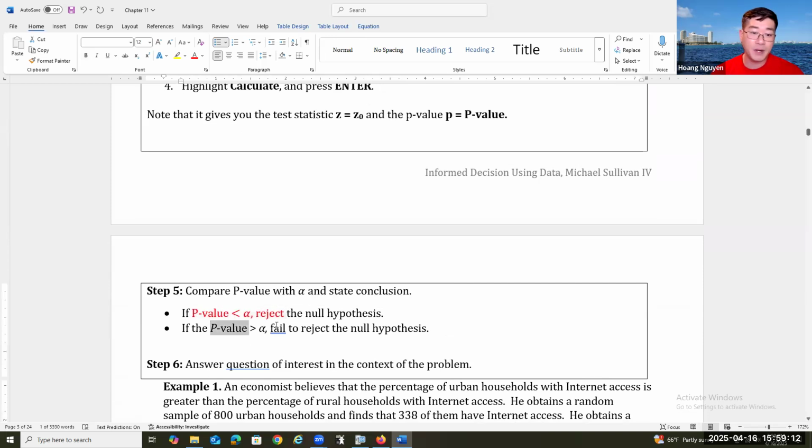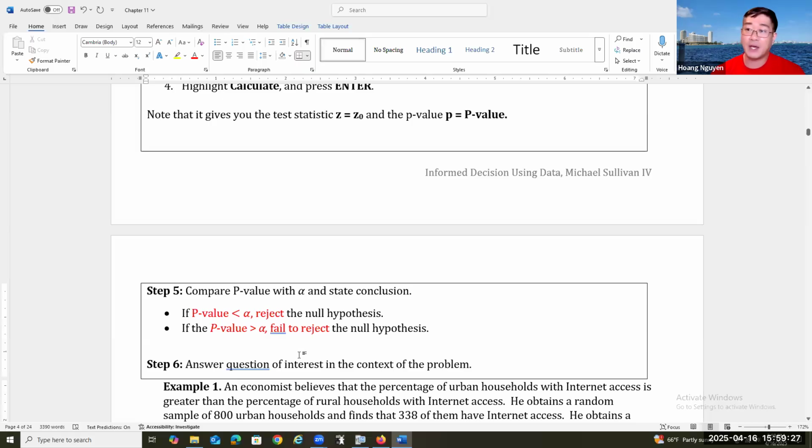If the p-value is more than alpha, we fail to reject the null hypothesis. The same decision rule as we had earlier: if the p-value is less, we reject the null hypothesis. If the p-value is more, we fail to reject the null hypothesis.